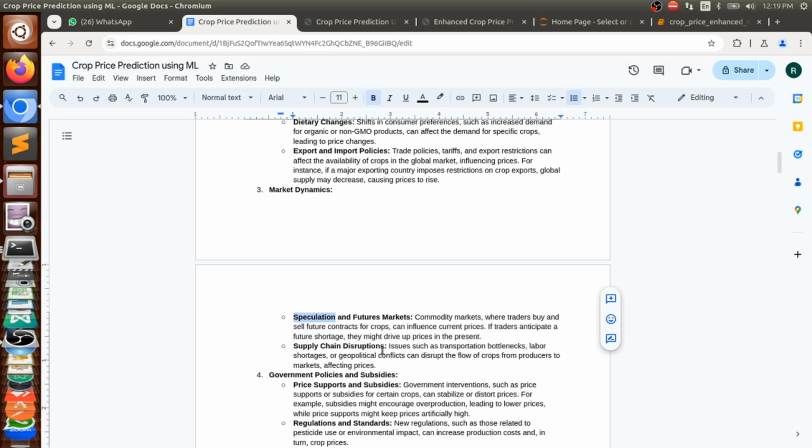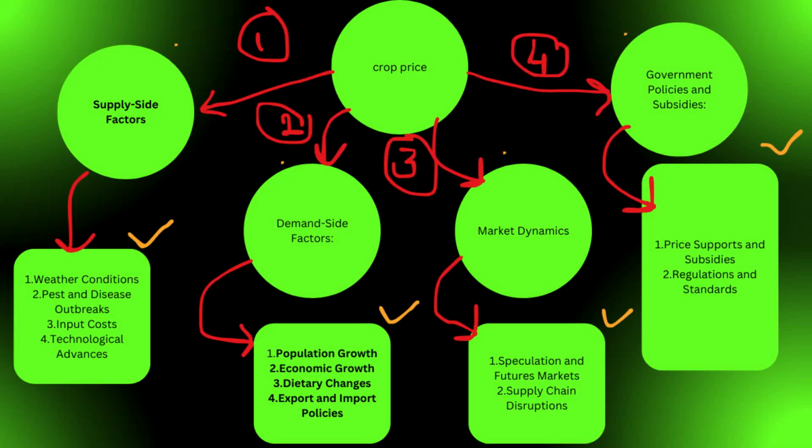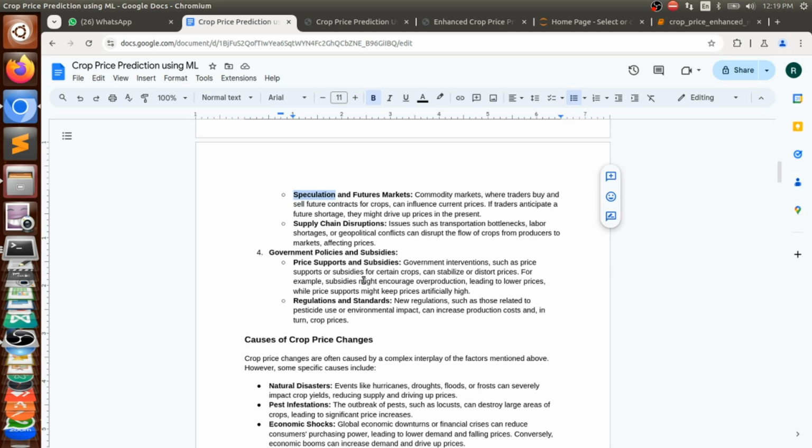Supply chain disruptions. Then comes government policies and subsidies. So what type of policies government are making, and what type of subsidies they are providing to farmers. And regulation and standards over the food.